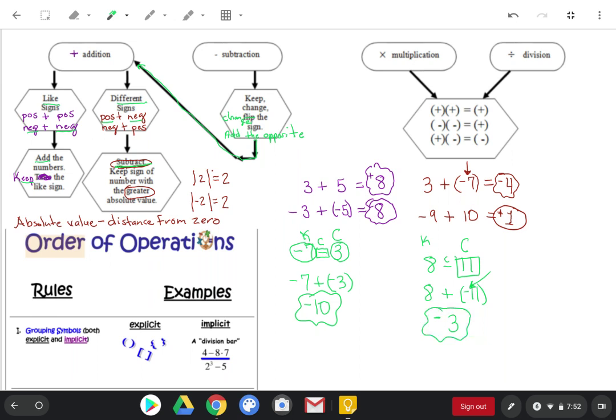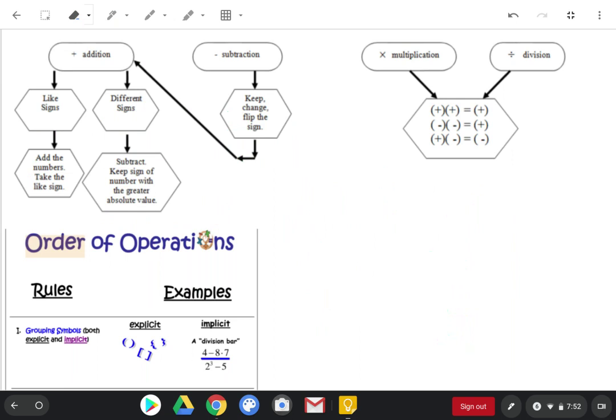Reviewing our multiplication and division. The rules for multiplication and division are pretty well the same, and they're up here. Notice a positive times a positive gives us a positive number. A negative times a negative gives us a positive number. A positive times a negative gives us a negative number.